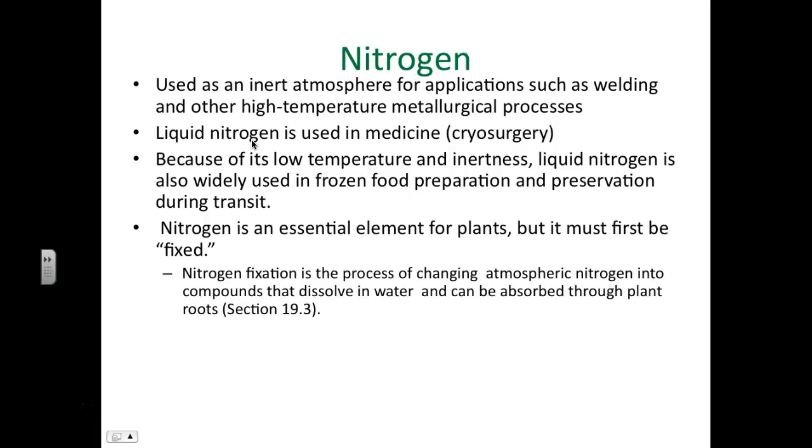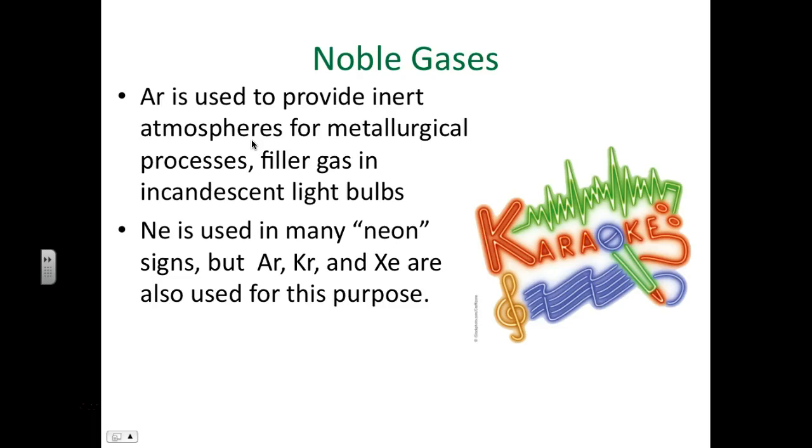Nitrogen is also an essential element for plants, but plants can't take in pure nitrogen. Hopefully you learned this in biology during the nitrogen cycle. Nitrogen fixation is a process by which atmospheric nitrogen turns into different compounds, and then those compounds get dissolved in the water, and the roots of the plants absorb those compounds that have nitrogen in them, and that's how plants get their nitrogen.